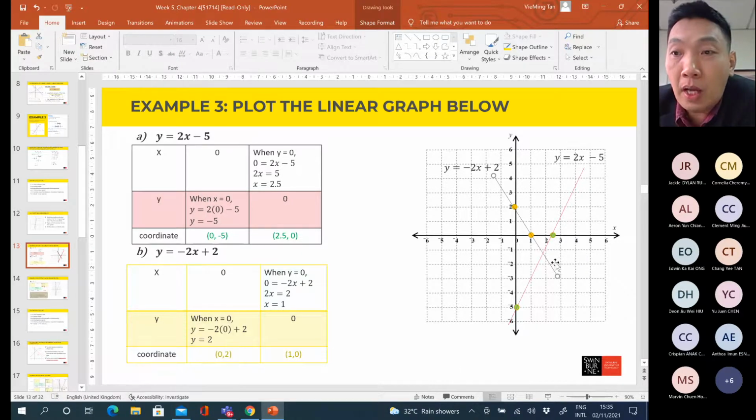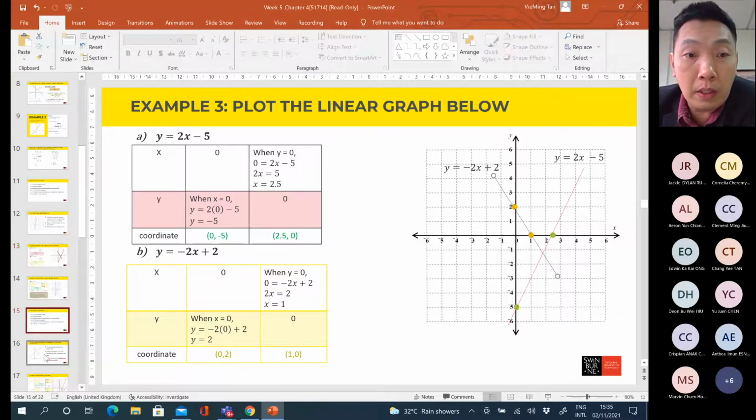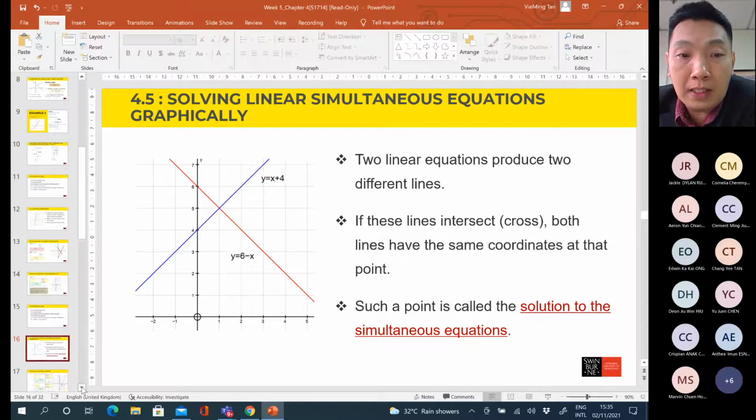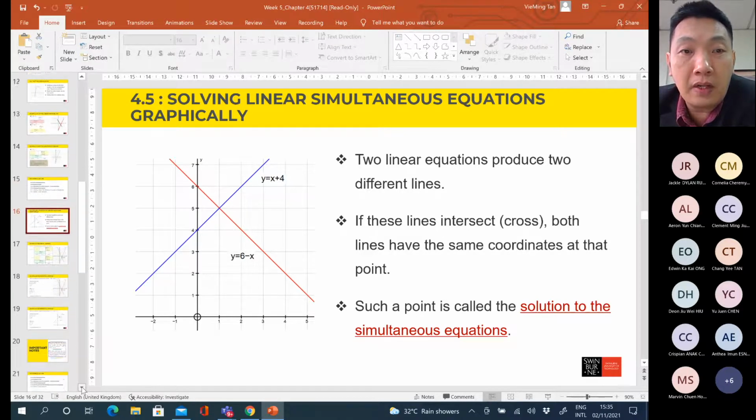So in order to identify this coordinate, we can use two methods. We can use a graph, and we can also use a mathematical equation in order to solve the problem. There are two methods. So now I'm going to show you how to identify the intersection point between two straight lines, identifying the x and y value.